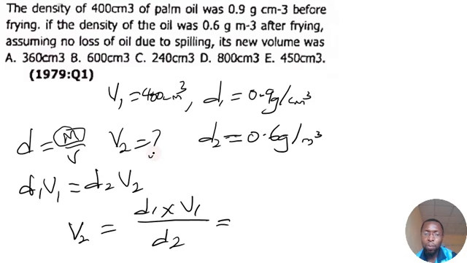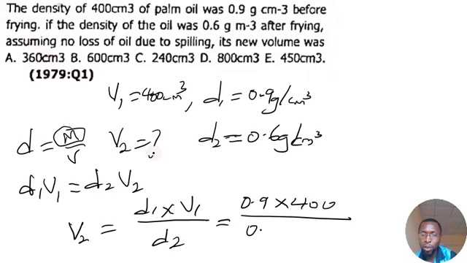Then from there, remember that D1 is in gram per centimeter cube, and D2 is given to be gram per meter cube, this is a mistake, it should be per centimeter cube as well. But in case it is not a mistake, please convert it to centimeter cube before you use it. So D1 here is 0.9 times V1, 400, over D2, which is 0.6.